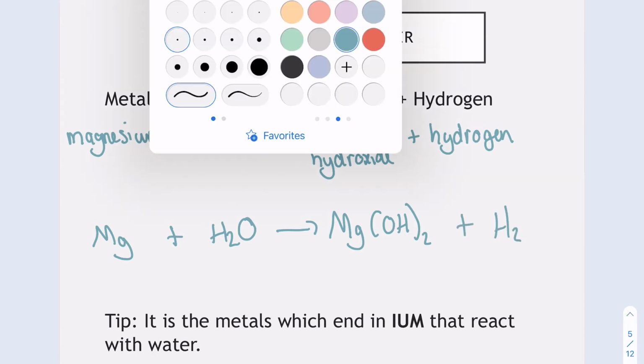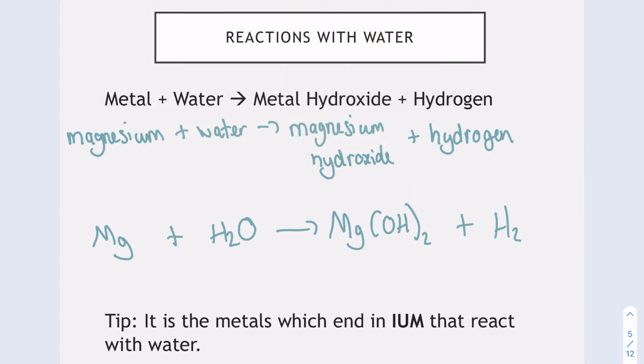If we have a look at balancing it, so let's change colour. Magnesium, we've got 1 on the right hand side and 1 on the left. Hydrogen, we've got 4 on the right hand side and 2 on the left hand side. And then we've got 2 oxygens on the right hand side and not on the left hand side. So all we need to do is put a 2 in front of our H2O, and that is our equation balanced. Now I've also got a little tip at the end to help you remember this one.